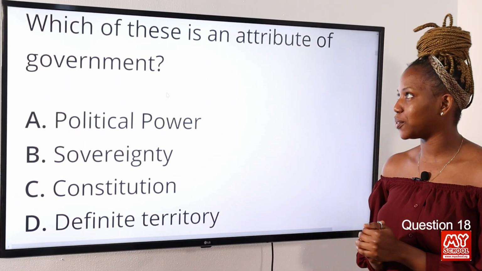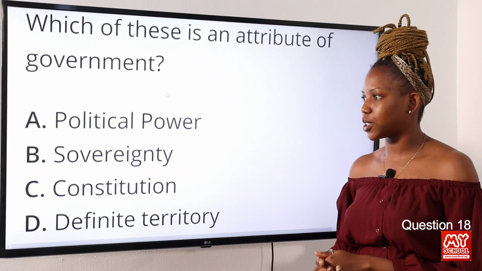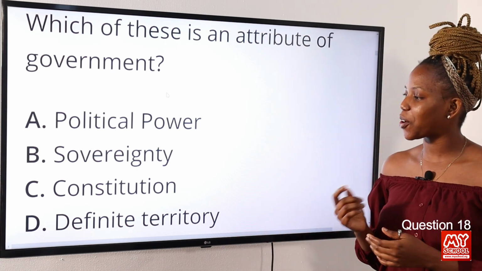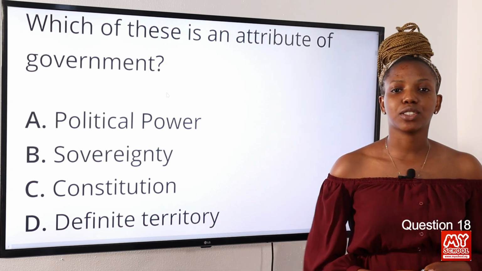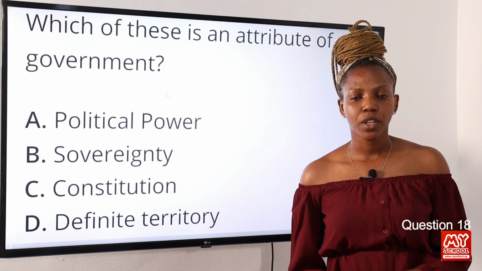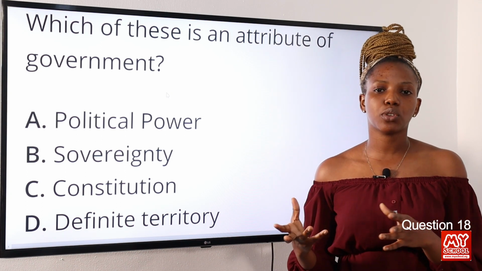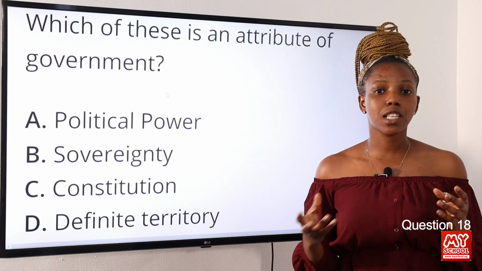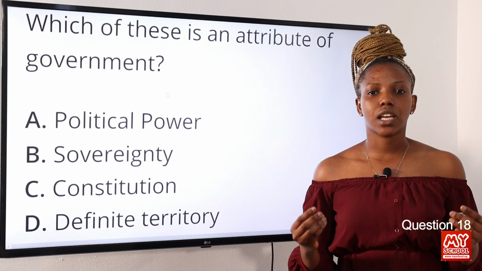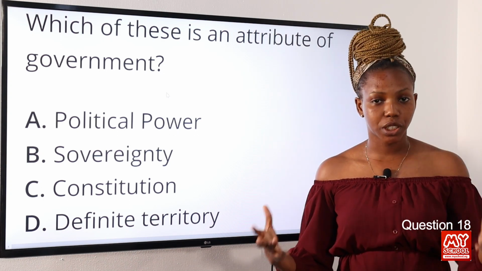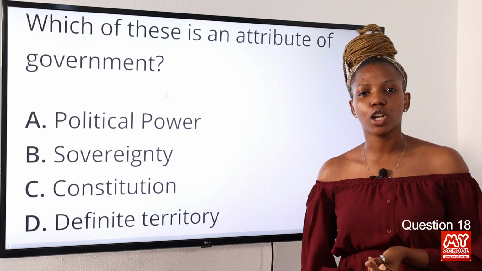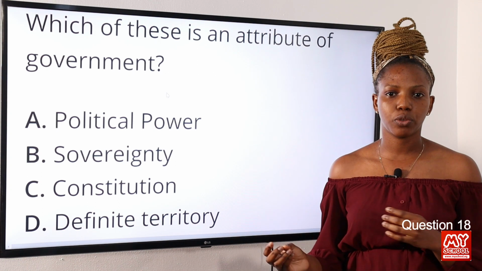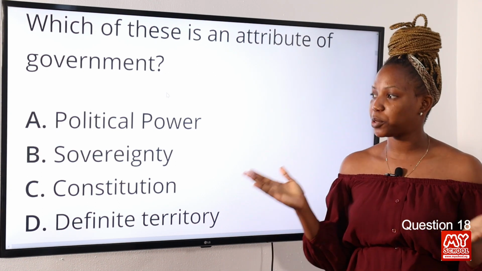Question 18. Which of these is an attribute of government? Option A, political power, option B, sovereignty, option C, constitution, option D, definite territory. The answer to this question is political power. So political power is a major attribute of government, and it is so because it enables government to exercise authority. So we have other attributes of the government. We have participation, rule of law, transparency, and so on and so forth. But then option A is the correct answer to this question.